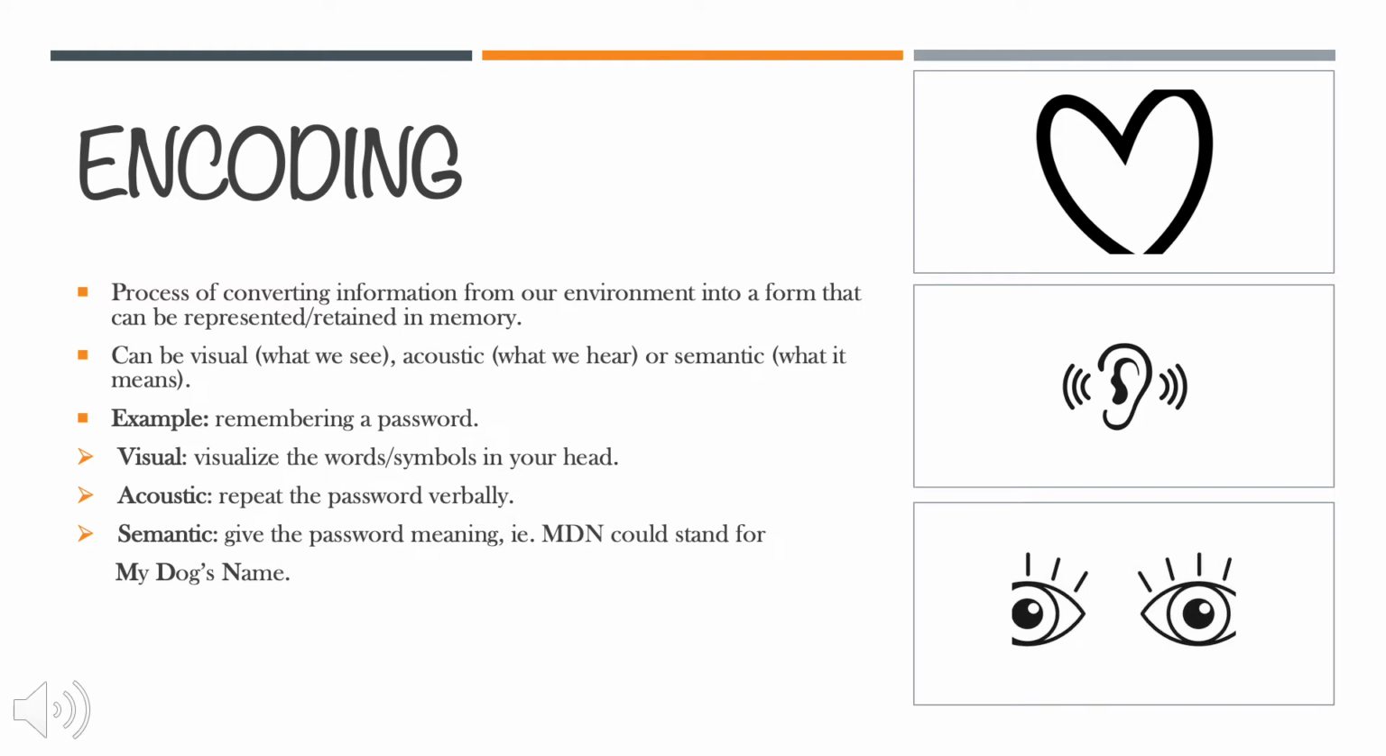So for example, you might be trying to remember a password. If you wanted to encode it visually, you could visualize the words or symbols in your head. Acoustically, you could repeat the password verbally or in your head as well until it is encoded into your memory. And then the last one, semantic, so you could give the password meaning. If you've got a password that's just random numbers or symbols and doesn't make sense, you can put a meaning behind it so that you'll remember it easier. For example, your password could be MDN, and you could make that an acronym that stands for My Dog's Name.